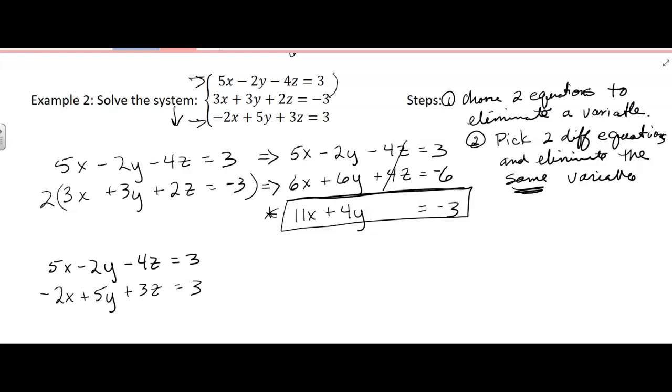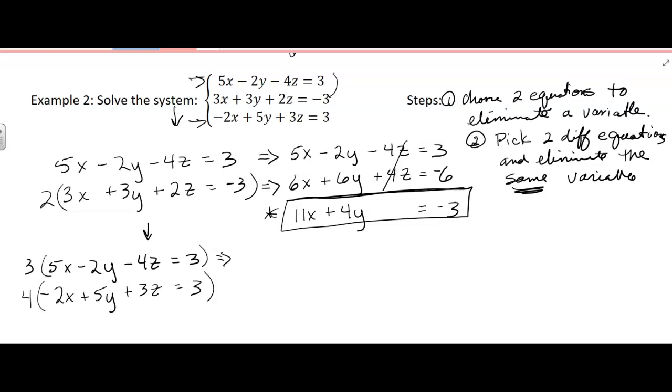Okay? So I'm going to multiply the top by 3 to get a negative 12. So I'm looking at these z's and I'm thinking negative 4z and 3z. I want them to be a negative 12z and a positive 12z. Okay. And then this one I'm going to multiply by 4 to get that positive 12. So it's like finding an LCD, that kind of thing.